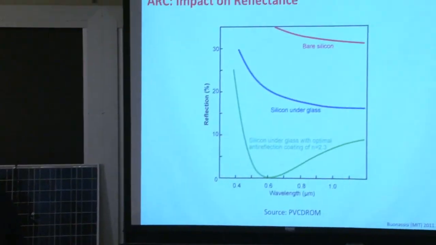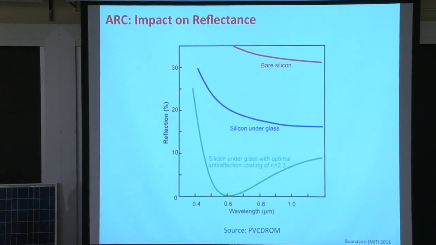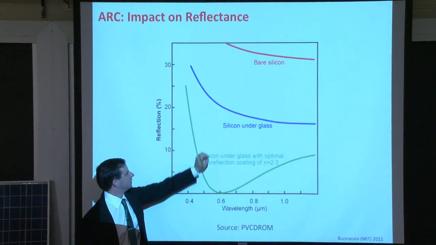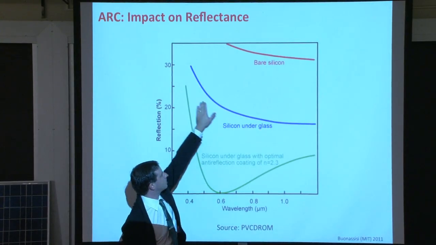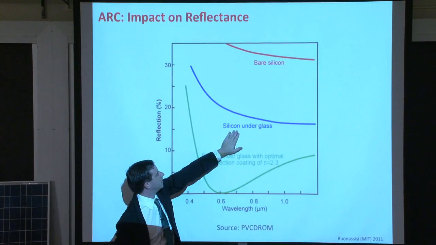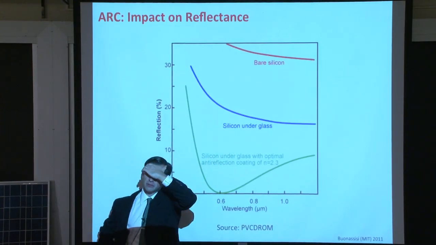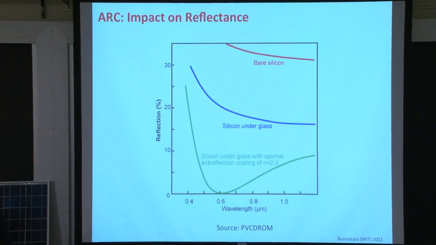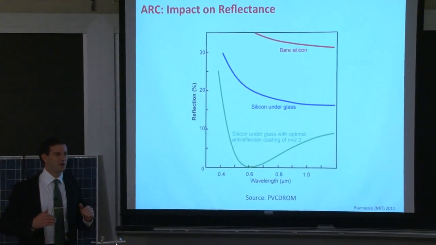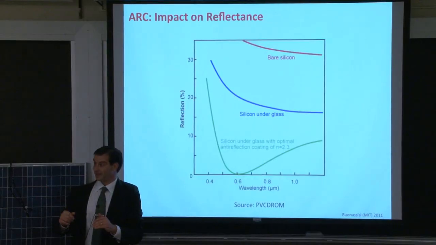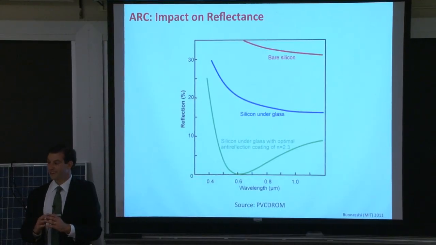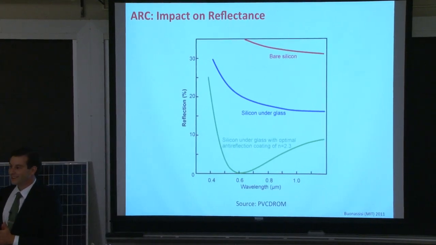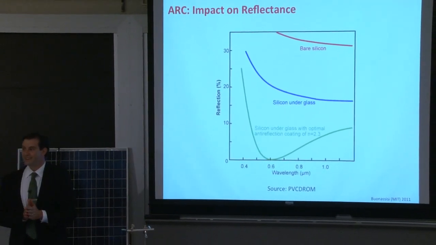Equations, brilliant. The important thing to note here is that it really, really matters, right? This is silicon under glass right here, for example, typical solar cell material, in blue. It's better than the bare silicon. Why is it better than the bare silicon? Silicon under glass. Glass has a refractive index of 1.5 or so. Index matching, you go from 1 to 1.5 and then to 3.6. Yeah. The difference is smaller between the glasses.